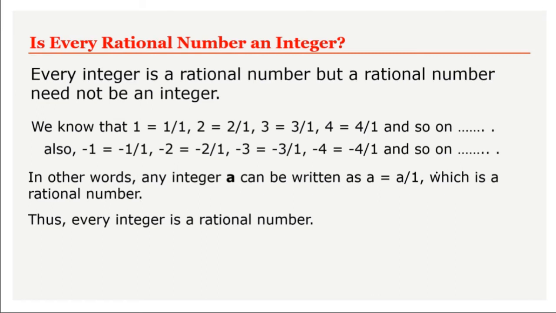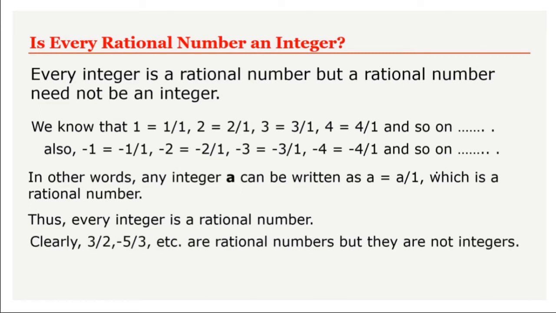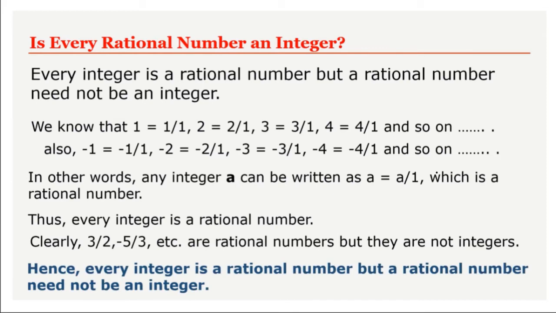Clearly, when I look at examples like 3 by 2, minus 5 upon 3, etc., they are rational numbers. They are not integers. Hence, every integer is a rational number, but a rational number need not be an integer.